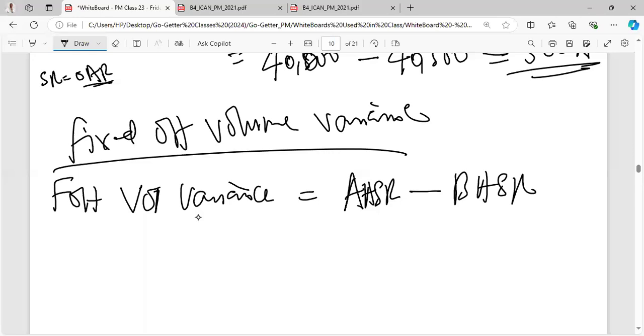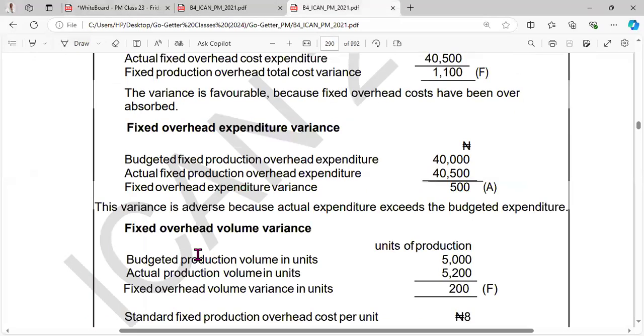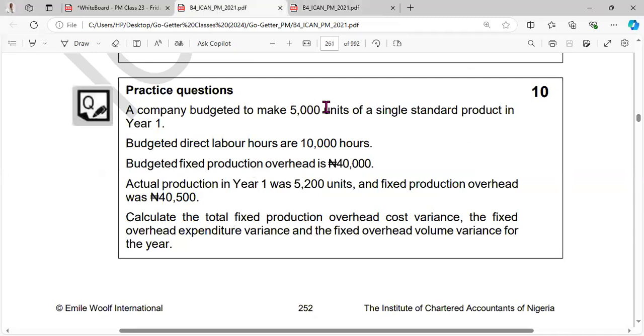And the actual hours given to us here, we're not given actual hours here. Actual hours standard rates, so let's not do it that way. That's why the fixed overhead is somehow different. Production in volumes. We budgeted that we are going to make 5,000 units. That's the budgeted volume.